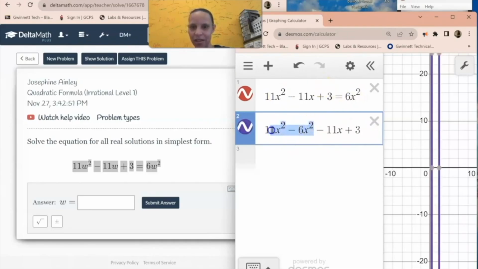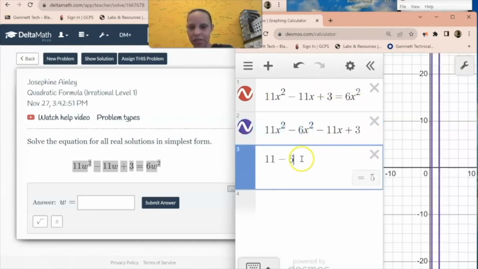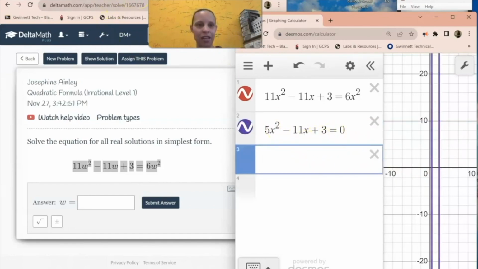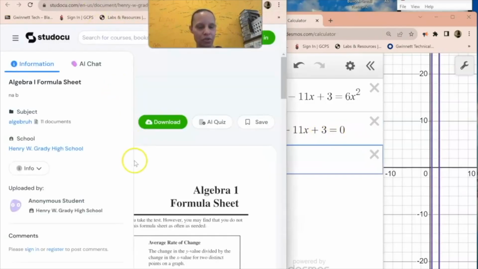Now let's combine like terms. So I have 11 minus 6. So it's 5. All right, so let me change this whole thing to 5x squared. Did I change anything? So look at it. Okay, so we're just using the calculator to still do our work. Now I can see this is in ABC form. Once it's in ABC form, I can just go and put it into the quadratic formula.